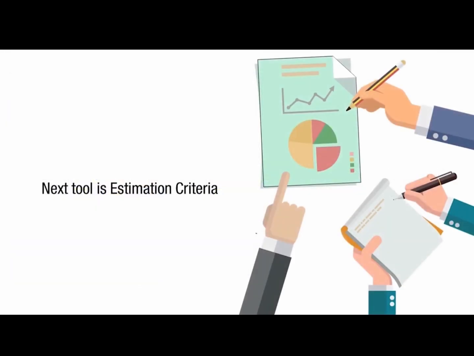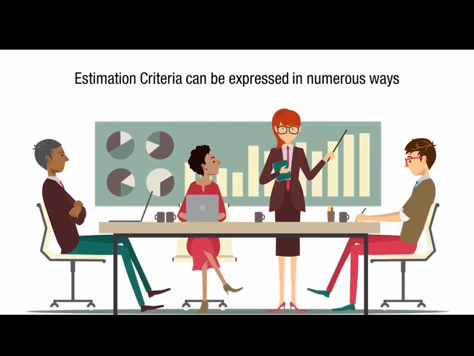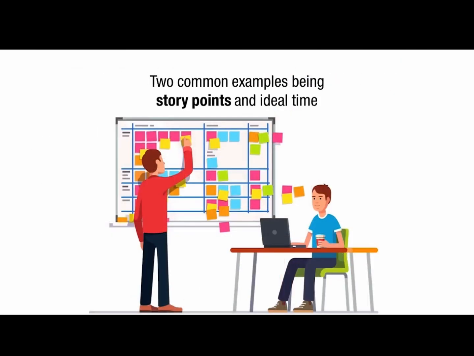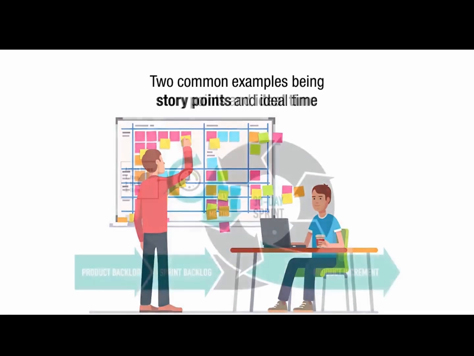The next tool is Estimation Criteria. Estimation criteria can be expressed in numerous ways, with 2 common examples being story points and ideal time.